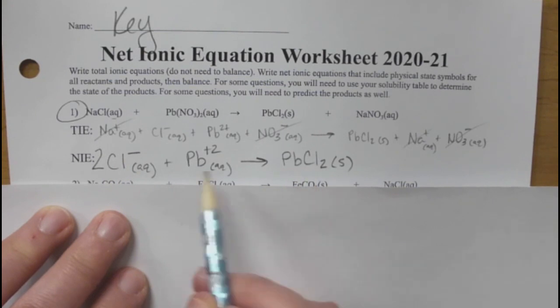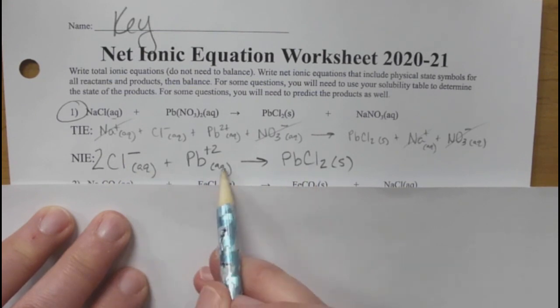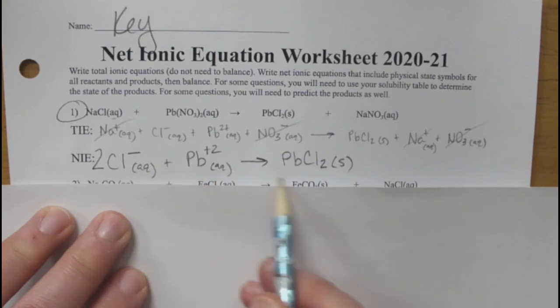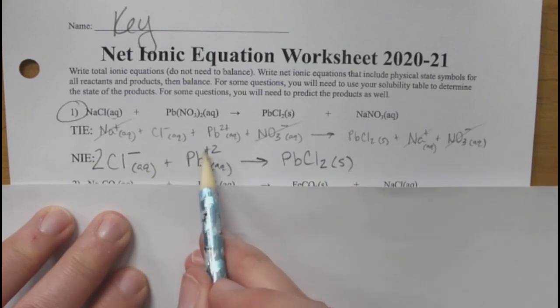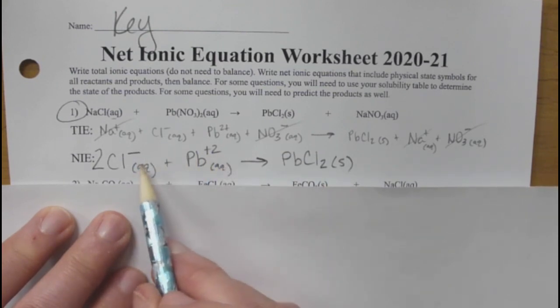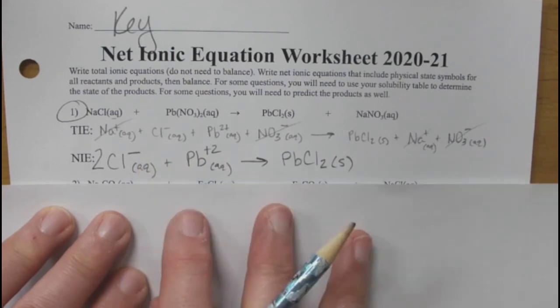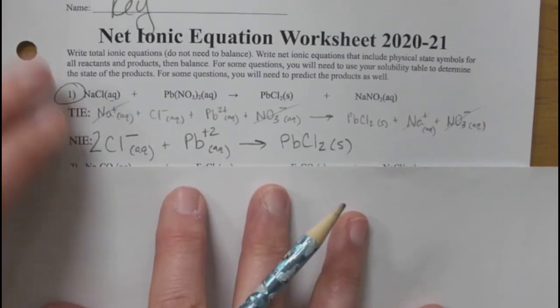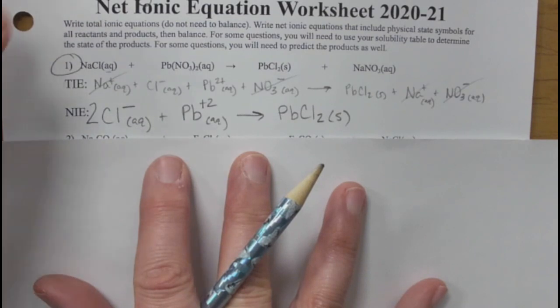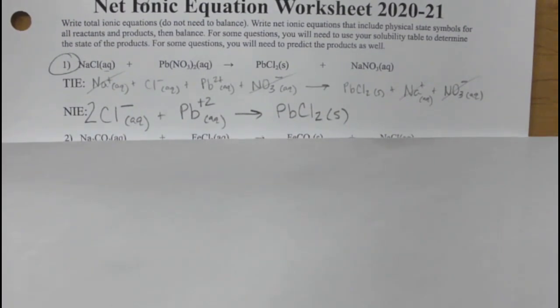Now keep in mind, you have to have the aqueous on these ions here. You have to have the solid over here. You have to have the charges where you have the ions. So that's that one you guys had to do. Didn't have to do 2. So we will skip down to the next one. We'll skip down to number 3.